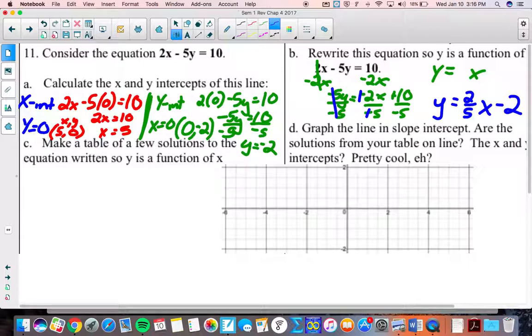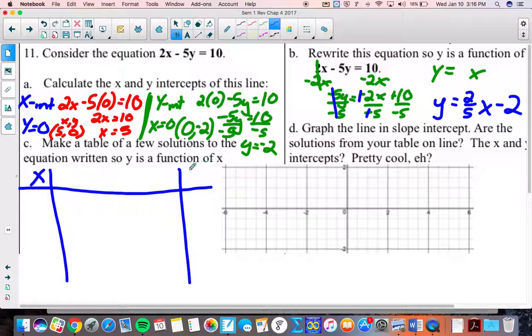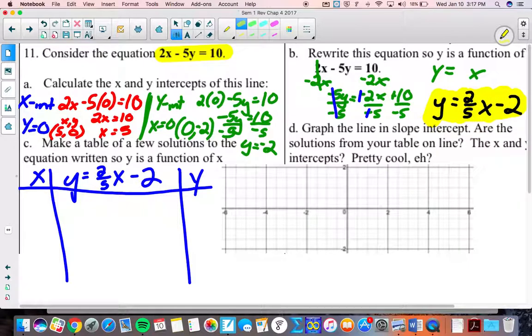Make a table of a few solutions to the equation written so y is a function of x. It's kind of wordy, but you can make a table to find solutions or points on a line. And let's use the version of this equation that's in slope-intercept form. If we review our equation form types, that is standard form. This is y as a function of x, or slope-intercept form. Let's use slope-intercept form right there.